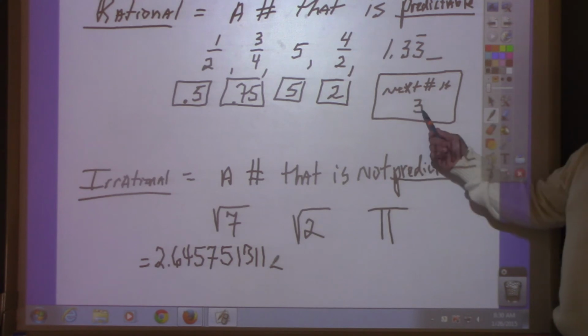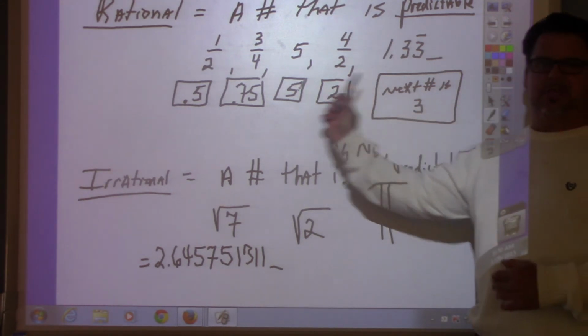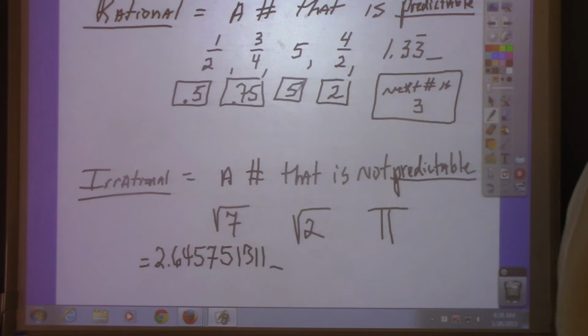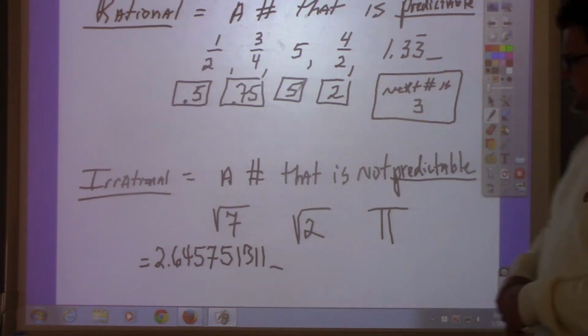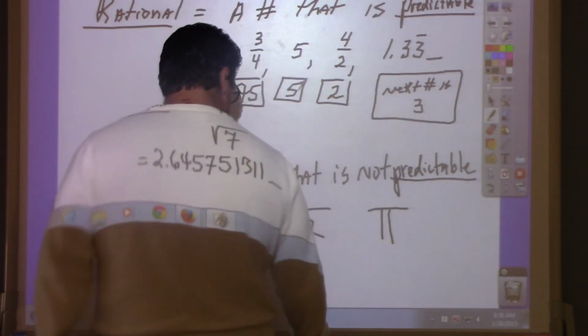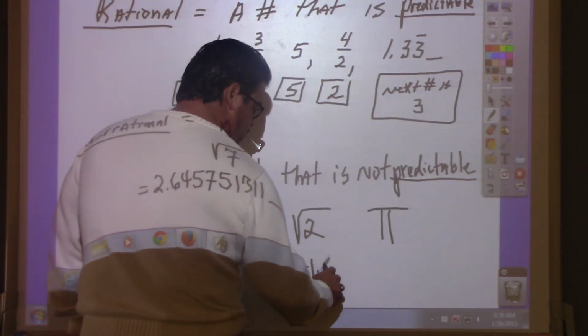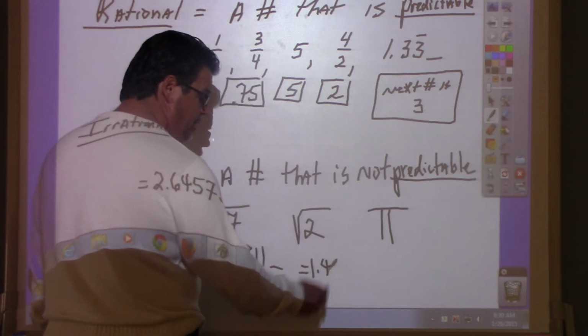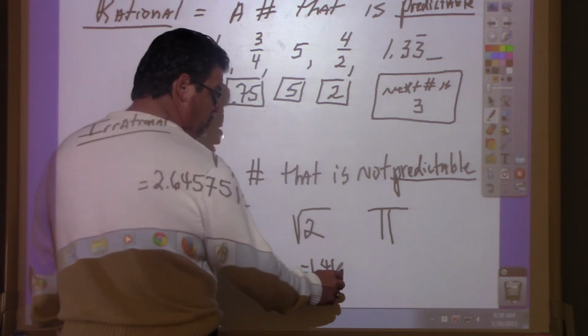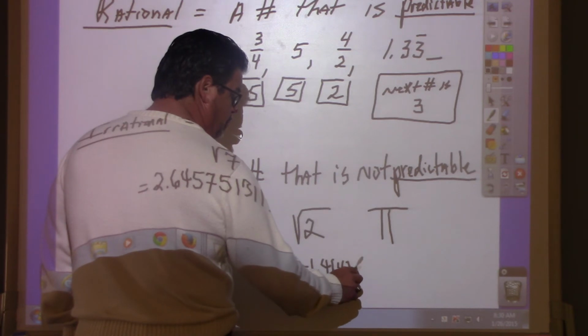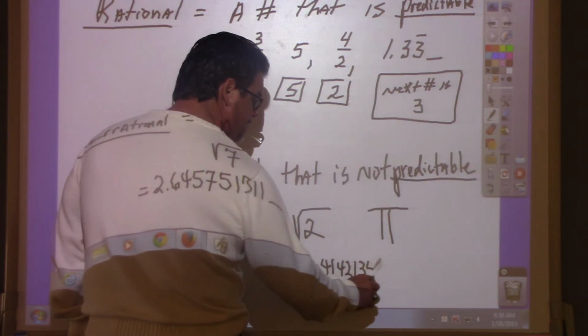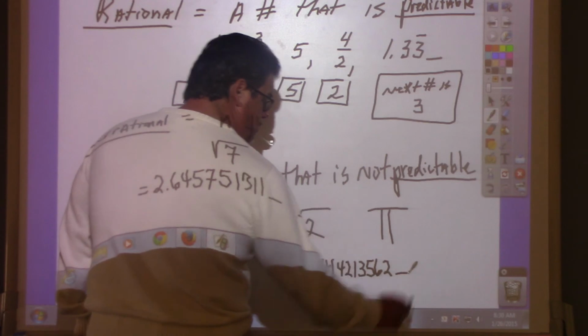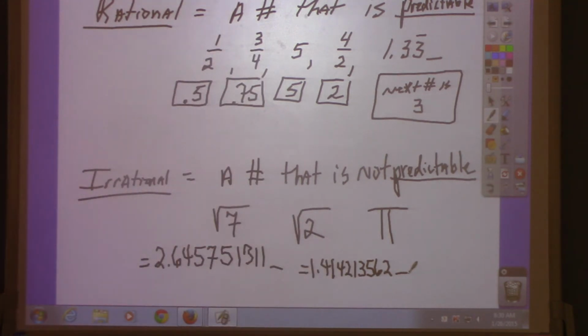Up here, you know the next number, you know that there is a location point. There is a distinct end to your number. Square root of 2. Somebody give me that number. 1.41, 42, 13, 56, 2. Somebody want to take a stab at that next number? You can't, because you don't know.